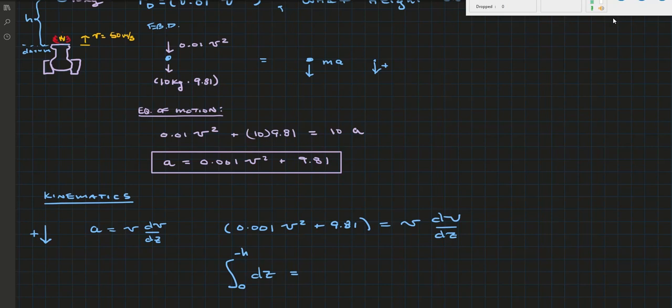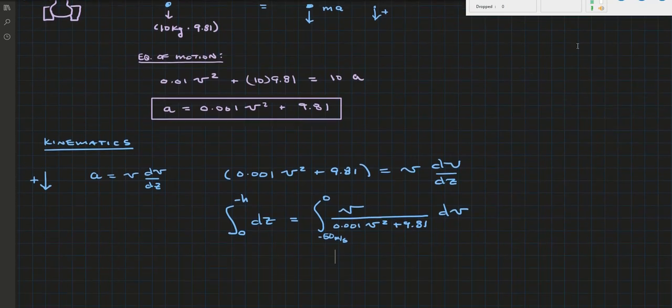This equals the integral of velocity divided by, we're going to bring this relationship for our acceleration over here because it has a v in it when we do our integration. And again, we end at 0 for our velocity, but we start at minus 50 meters per second because, again, I'm going in the opposite direction from the way I drew my line.